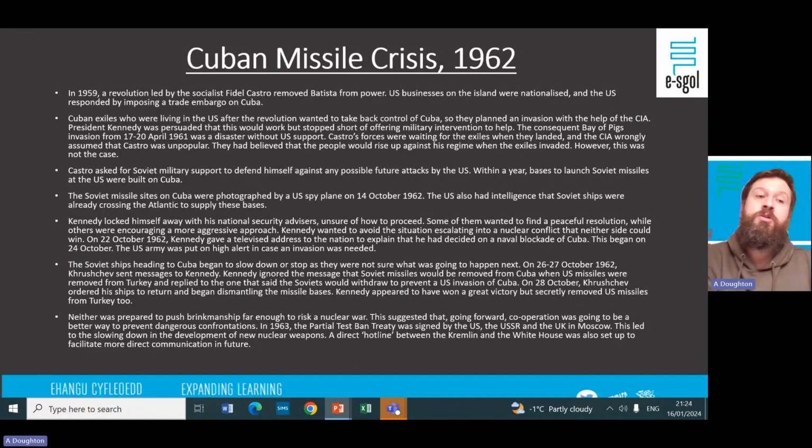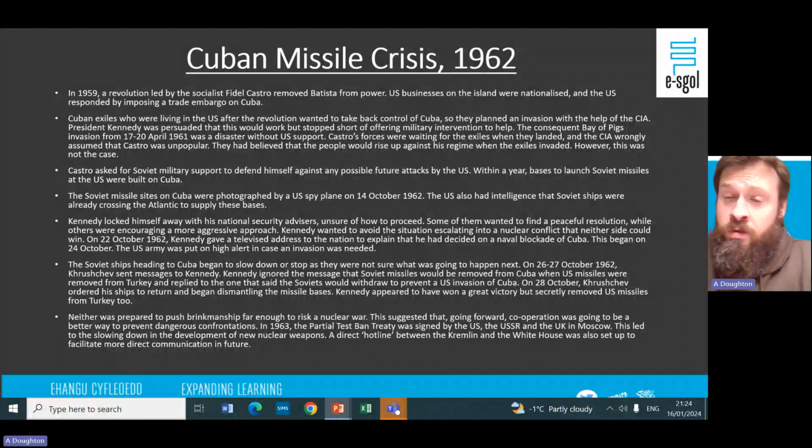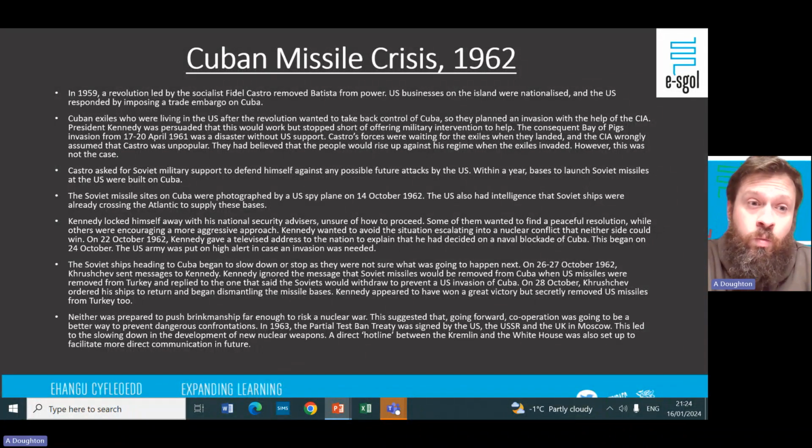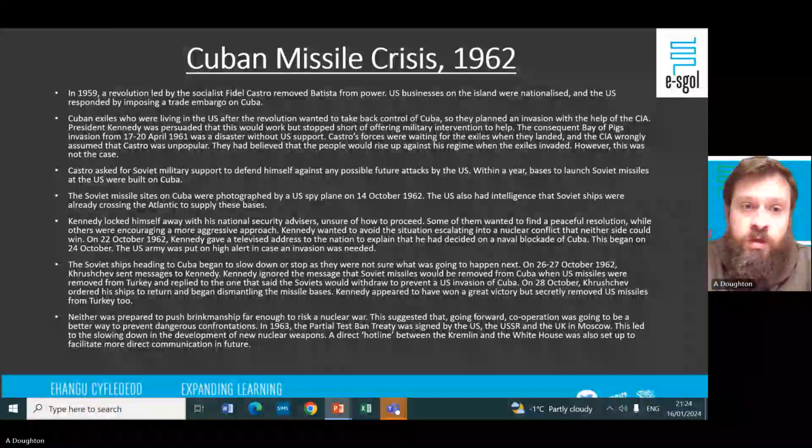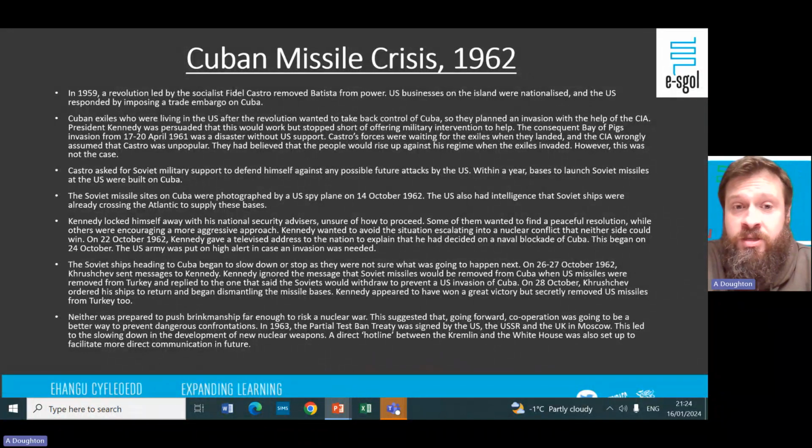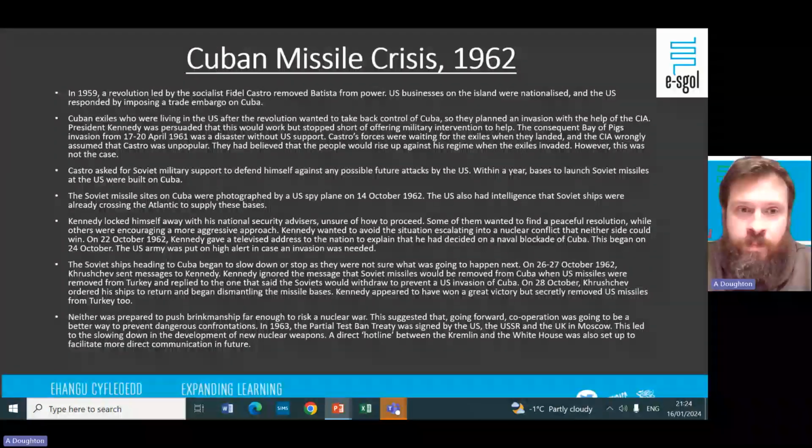Now, Castro turns to the Soviet Union for support. So, within a year, bases to launch Soviet missiles were built on Cuba. These were photographed by US spy planes, and they also had intelligence that Soviet ships were heading towards Cuba. So Kennedy meets with his advisors to decide how to proceed. Now, he has to be very careful. Can't look weak, but he can't escalate the situation. So he decides on a naval blockade of Cuba.